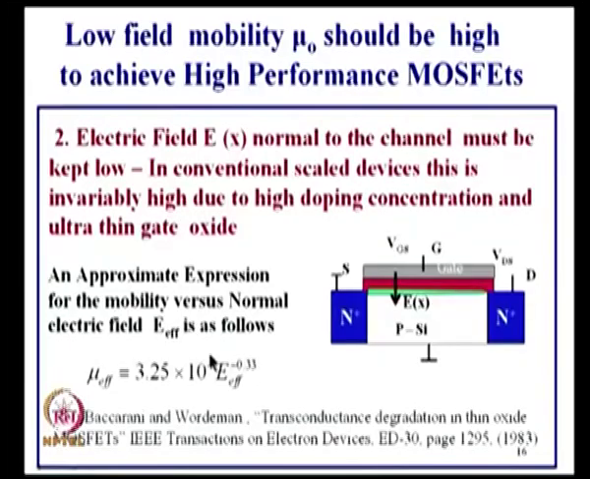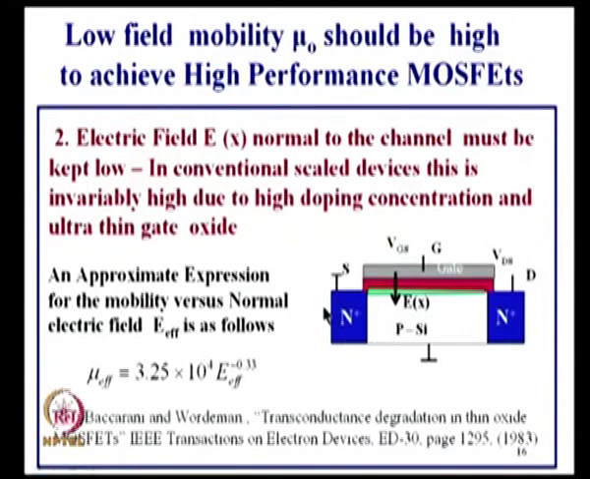Now, an empirical formula is given by Pacaroni and Wardman, way back in 1983, for the conventional MOSFETs. Mobility keeps on decreasing if the E x, we call it E effective, including all the other effects, increases.